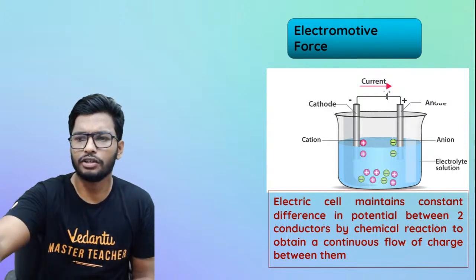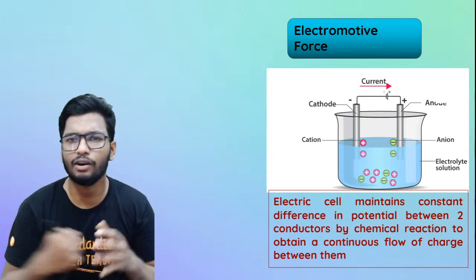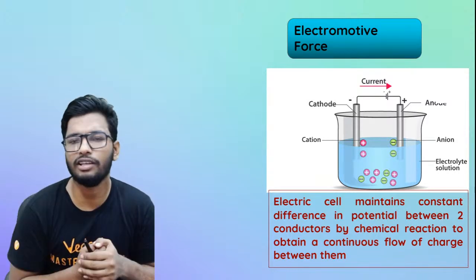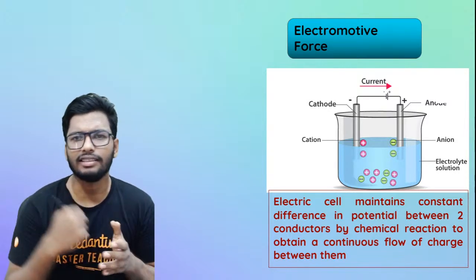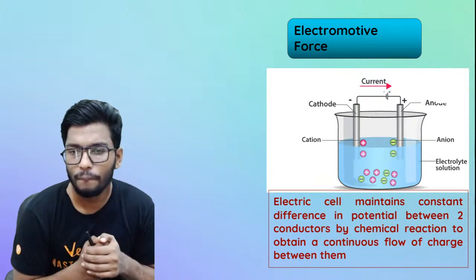So you have an electrolytic solution and then you have an anode and a cathode, and basically you have these ions, positive and negative ions, cations and anions, which are flowing freely through this entire electrolytic solution, and you've connected it to a cell and you see that the current starts to flow.